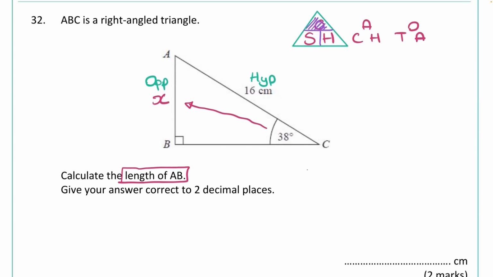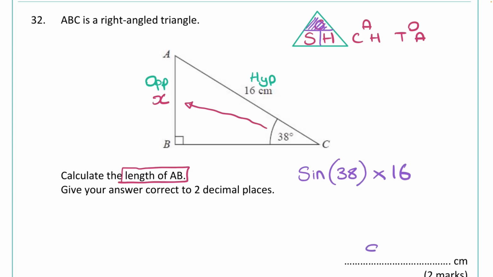Now, when we press the sin button, it opens up a bracket. That bracket is to remind you to stick the angle in there so that your calculator knows which triangle we're looking at. Don't forget to close the bracket before we times it by the hypotenuse. So we're going to times it by 16, and we're going to type that in. So sin 38 multiplied by 16.